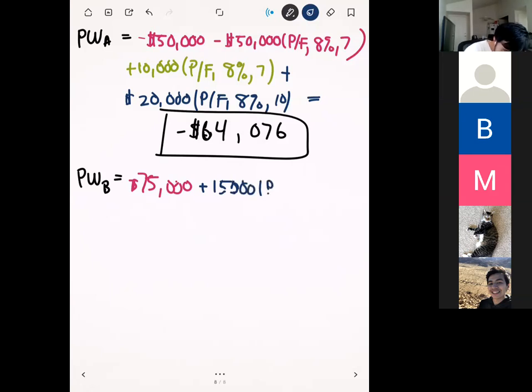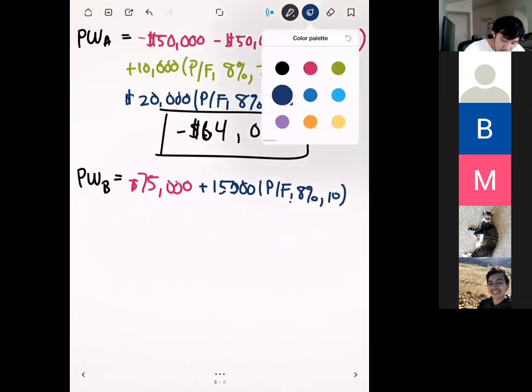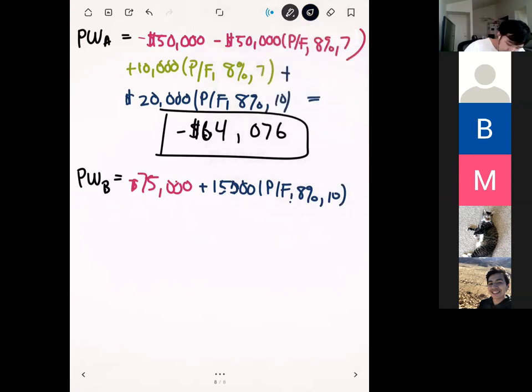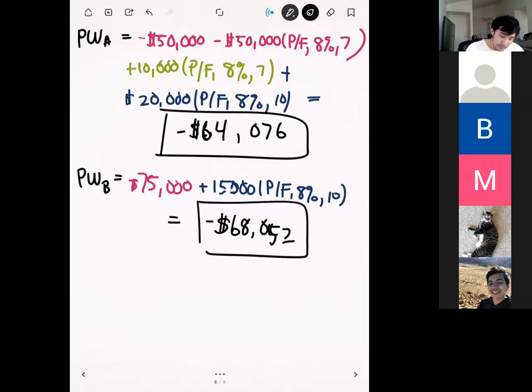And that's P over F, 8%, and then 10 years. You add these together, and what you get is minus $68,052. And so what you see here is that option A is the better one, even though it only lasts for a certain amount of time.